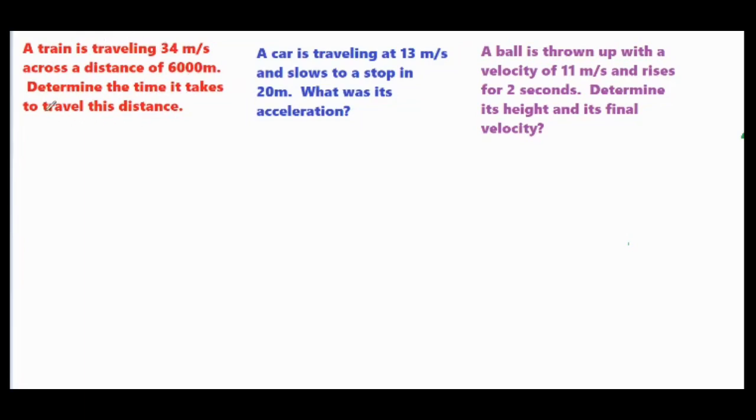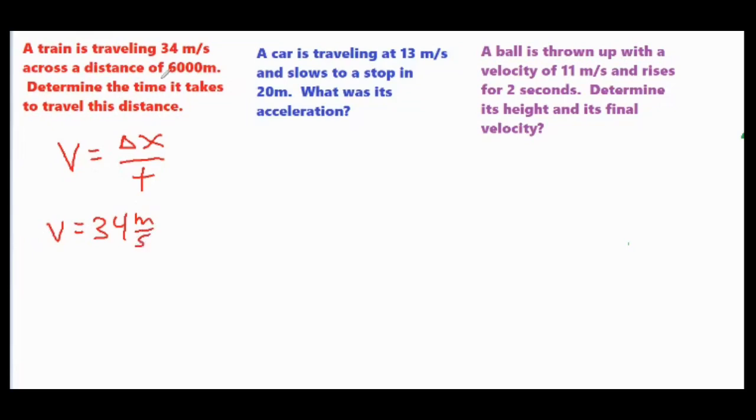It says a train is traveling at 34 meters per second across a distance of 6,000 meters. Determine the time it takes to travel this distance. Now, the way it's worded, saying traveling 34 meters per second, it's indicating that it's moving at a constant velocity. So we'll definitely be using the formula velocity equals delta x over t, because that's basically our only constant velocity formula. We know the train is traveling 34 meters per second, so we're going to go ahead and label it as our velocity.